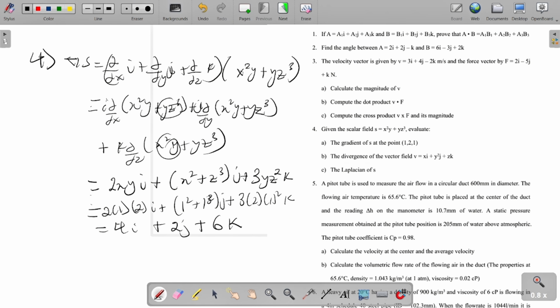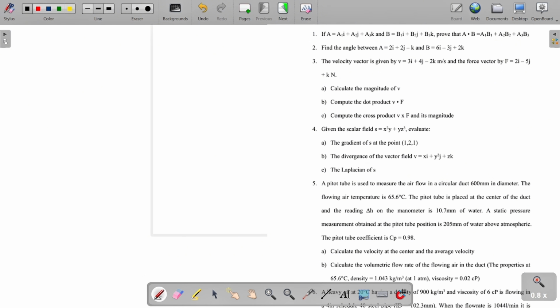So I've calculated the gradient of the scalar field. And right now for part B, we have the divergence. They give us a vector field of x i plus y squared j plus z k, and it asks us to find the divergence of it. And this one will always lead towards a scalar.